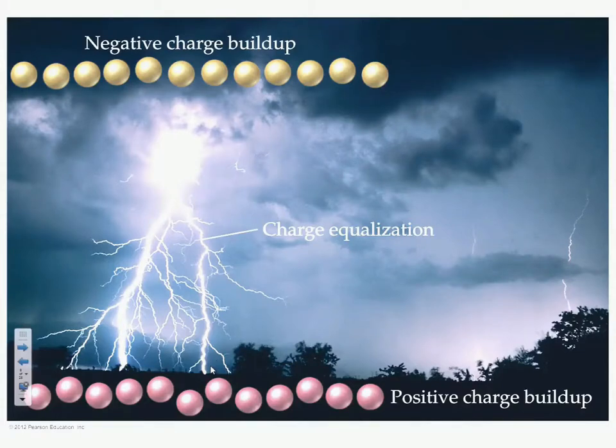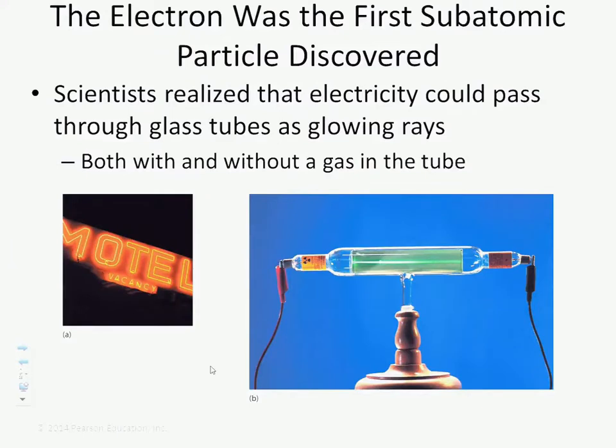And so that's what we're seeing with lightning, okay? Ben Franklin helped think about the fact that there were positive and negative charges in the atmosphere, at least, that could help lead us to understanding the atom. The electron was the first subatomic particle discovered.